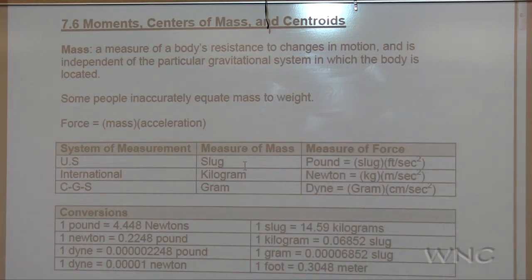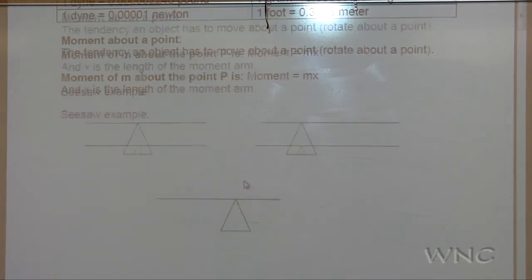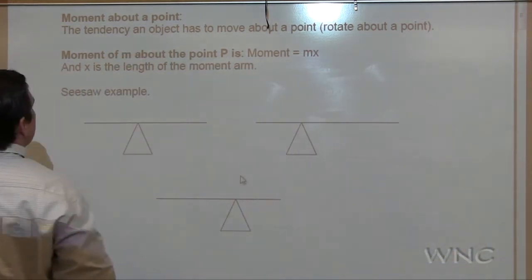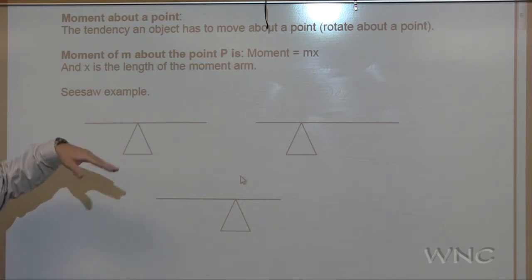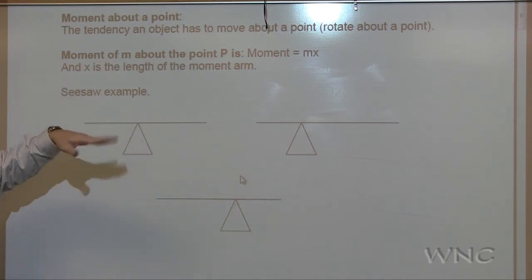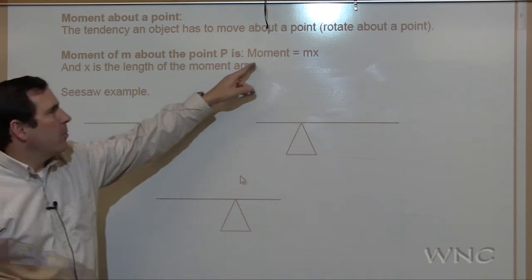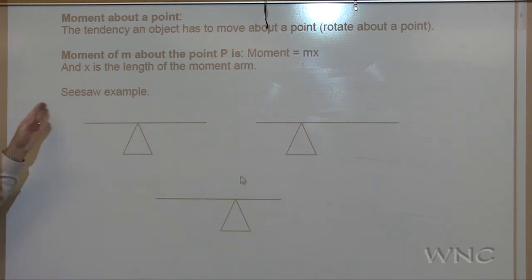Okay, let's talk about moments. And no, I'm not referencing the Whitney Houston song. No one's going to get that one. But moment about a point. The tendency an object has to move about a point. It's not actually moving, it's a tendency to move or rotate about a point. Moment of m about the point P is m times x, and x is the length of the moment arm.